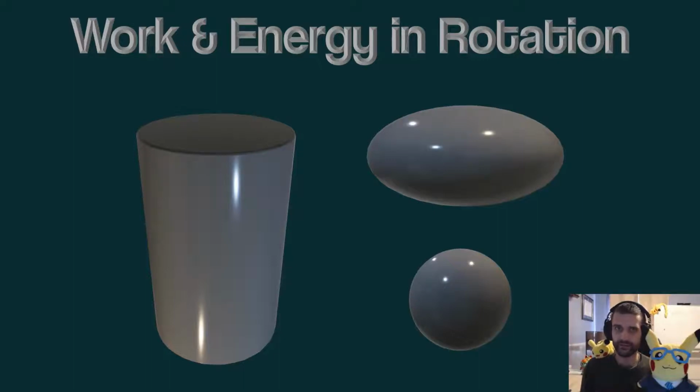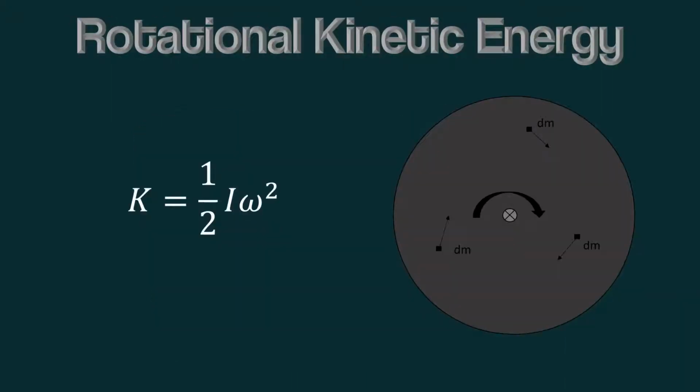This is a look at energy in rotational motion. Rotational kinetic energy, the formula for it is derived the same way that I is. You have a bunch of dm's going around in a rotating object. Each dm, each part of the mass, is a distance of r away. So the total kinetic energy is the sum of 1/2 dm v squared, and when you add up all the dm's, you get 1/2 I omega squared.